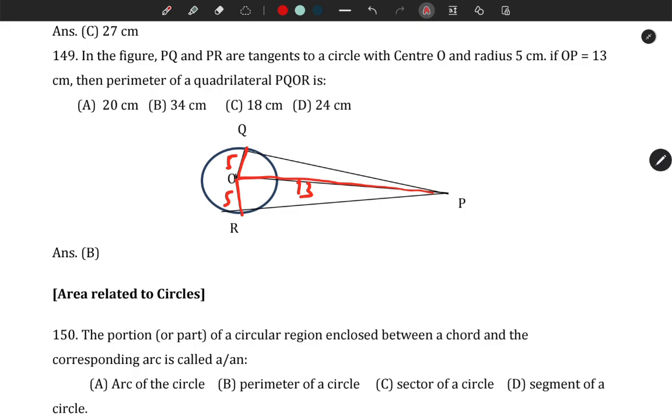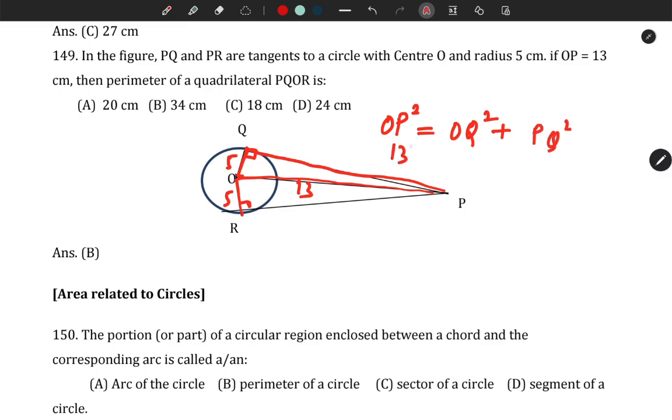And we know tangent and radius are perpendicular at the point of contact, so this angle is 90 degrees. Here also this angle will be 90 degrees. So let's find PQ first by using Pythagoras theorem. In this right triangle POQ, the hypotenuse is OP. OP square equals OQ square plus PQ square.